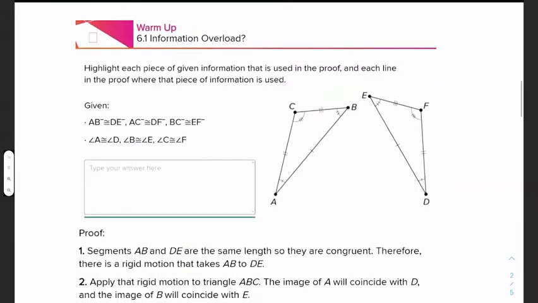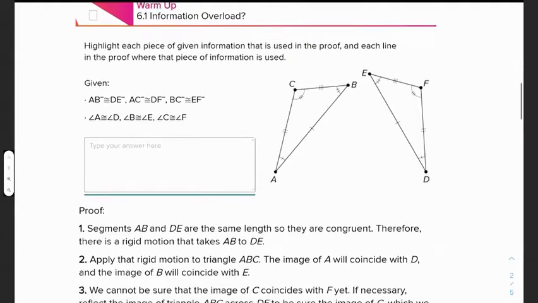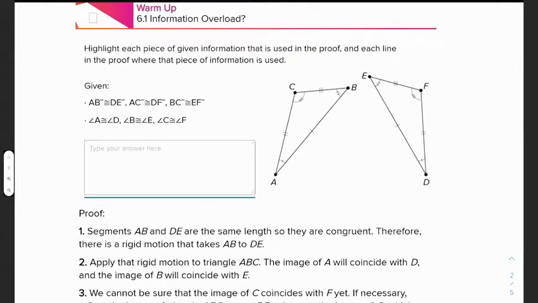In the first warm-up, 6.1, Information Overload, they say to highlight each piece of given information that is used in the proof and each line in the proof where that piece of information is used. Okay, so let's see here. They tell us that AB is congruent to DE, right?